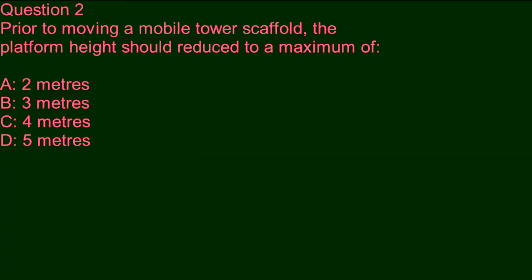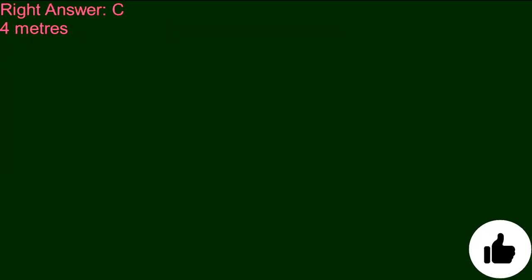Question 2. Prior to moving a mobile tower scaffold, the platform height should be reduced to a maximum of A. 2 meters. B. 3 meters. C. 4 meters. D. 5 meters. Right answer, C. 4 meters.